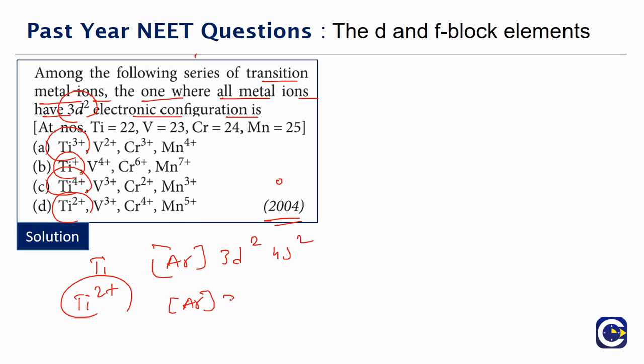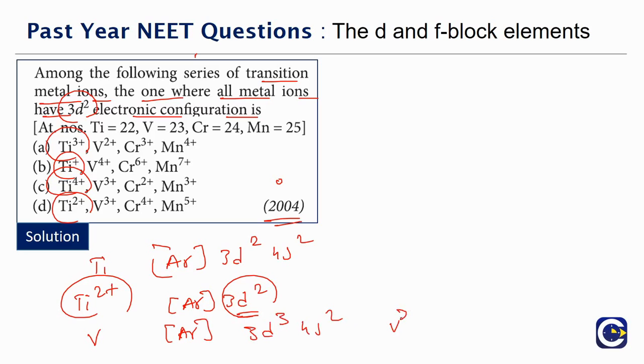It will be having argon 3d2, which means it is having the 3d2 arrangement. That's what we are looking for, right? Titanium 2+ will be having argon 3d2. Now we can check vanadium 3+. So what is the vanadium arrangement? Vanadium comes after titanium, so vanadium is argon 3d3 4s2.